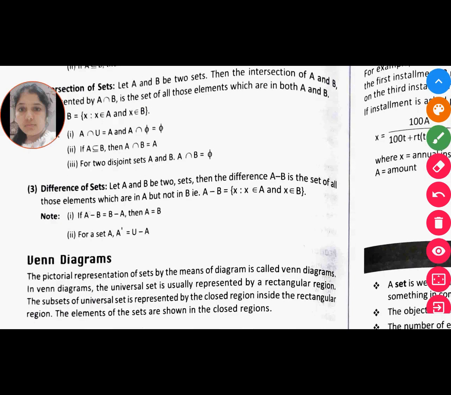Difference A minus B is a set of all those elements which are in A but not in B. Okay. Means A is one set, B is other set. A minus B means elements which are there in A but not in B. Okay. Means suppose here 1, 2, 3 and here 2, 3 is there. So A minus B is equal to 1.